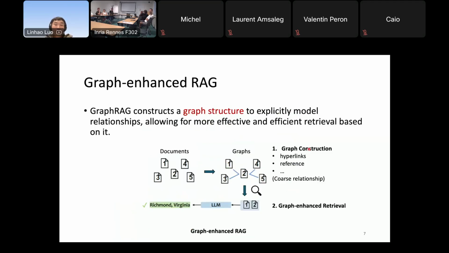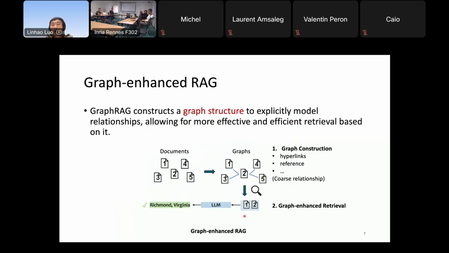There are lots of ways to build a graph structure that models the relationship between the documents. For example, if we have Wikipedia pages, we can utilize the hyperlinks between the pages to build the graph. Or if we have an academic graph, then we can utilize the reference relationship between the papers. Then based on this kind of graph, we can design a retrieval system that better utilizes the relationship between the documents to find the relevant information or knowledge, and provide the LLM with such knowledge to conduct the reasoning and the generation.